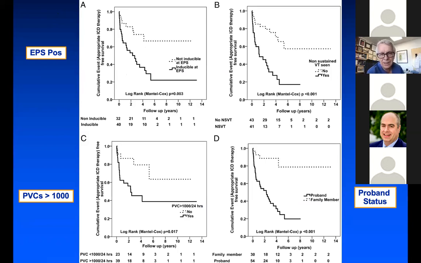Domenico Corrado will say it's not predictive. We find it's predictive. The group in Zurich finds it's predictive. It's one more test. If you can start up VT, that's a predictor in our mind. More than 1,000 PVCs is a predictor, and the higher it goes, the higher the risk. Non-sustained VT separates them out, and proband status is very important. Family members are at much lower risk than the proband, so you can be much more selective about putting defibrillators in family members.